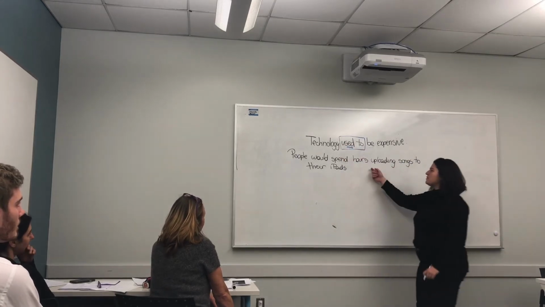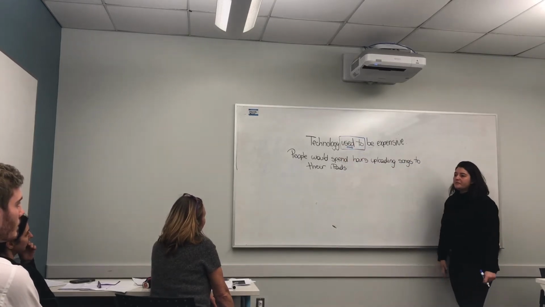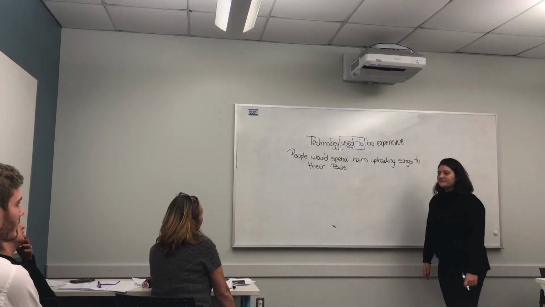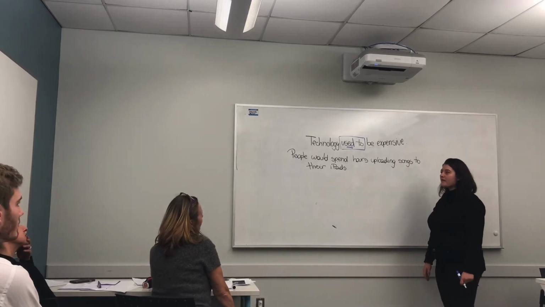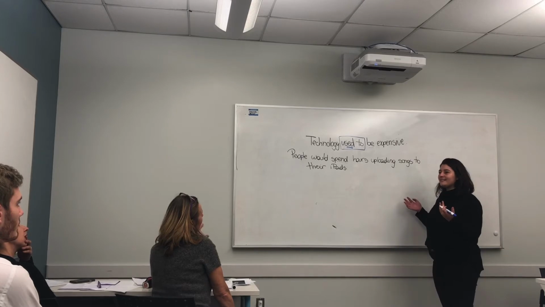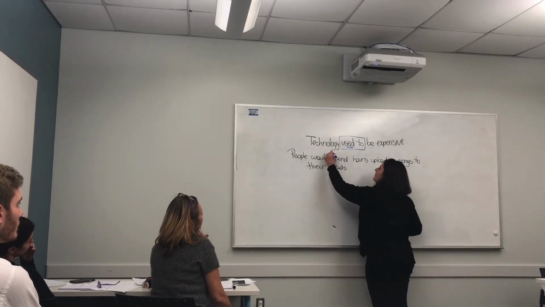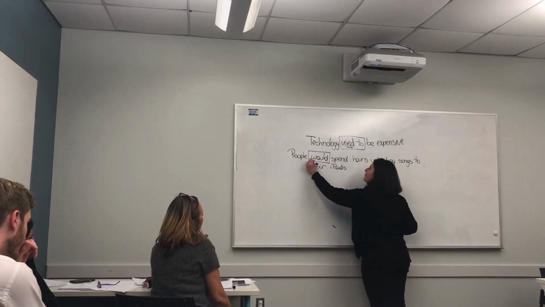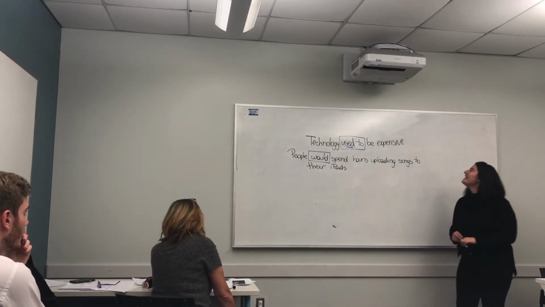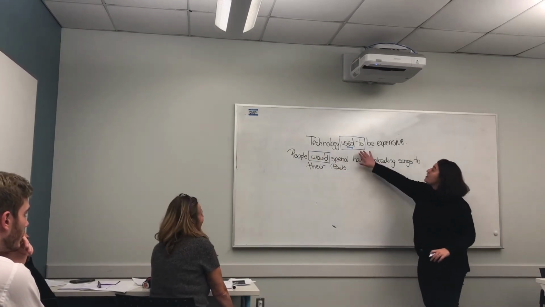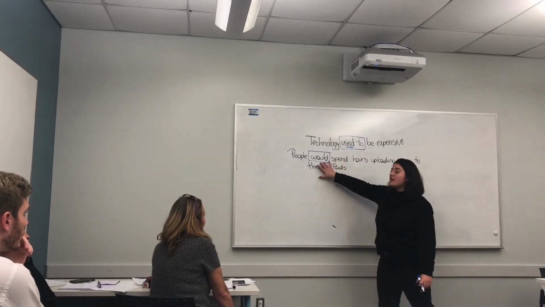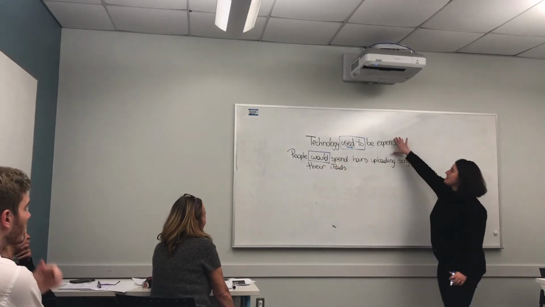And what about this one? It's in the past. But why? Because would is the past of will. Very good. So here we have used to and would, showing us that these sentences are in the past, right?